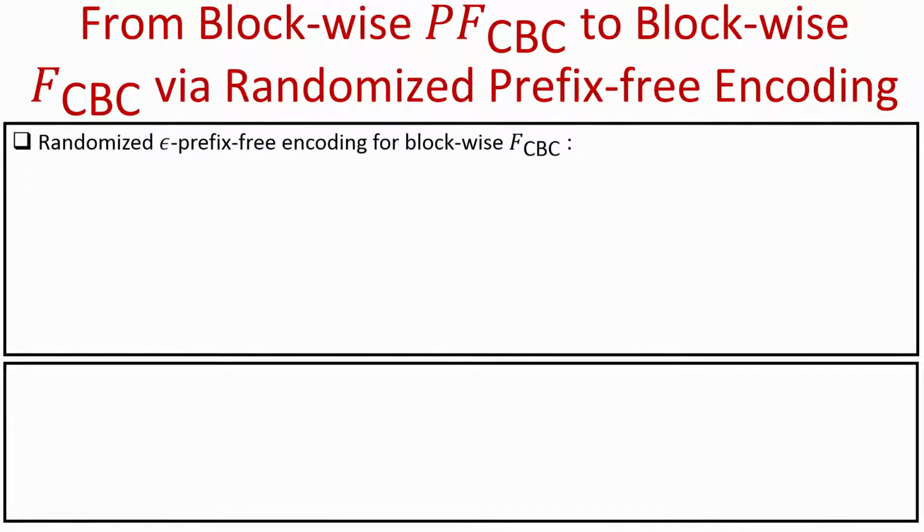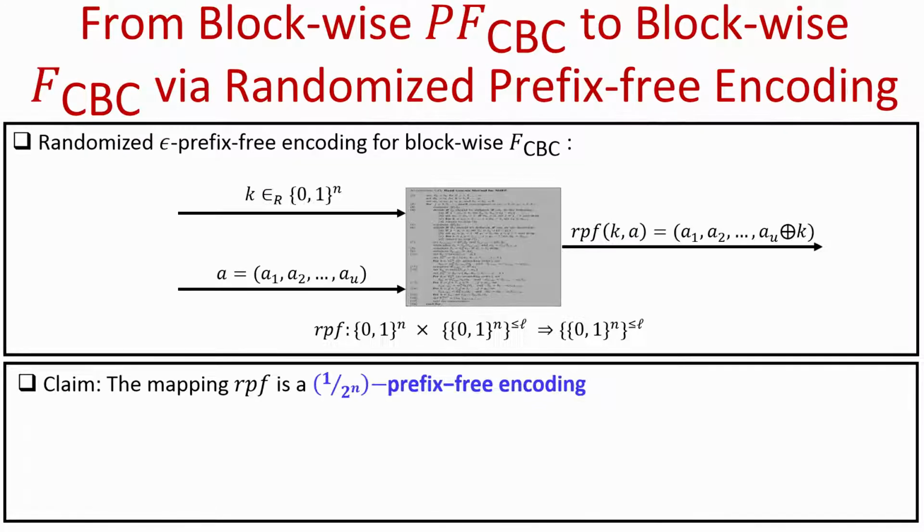Now we are going to define a randomized epsilon prefix-free encoding for our CBC PRF. The way we define this encoding is as follows. Imagine you have an input consisting of several blocks, say u blocks, where u is upper bounded by l and each block is of size n bits, and we have a key with which we want to do the encoding. So, the encoded output A will be as follows.